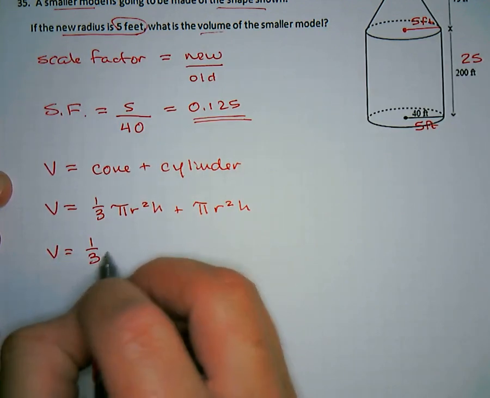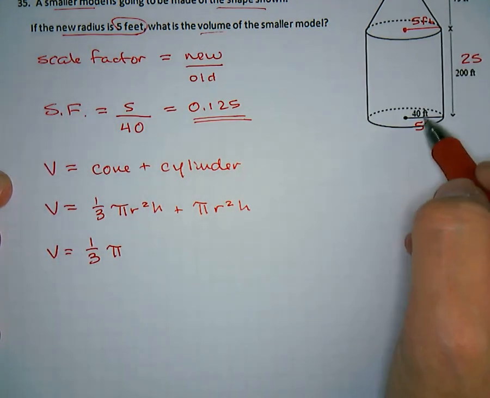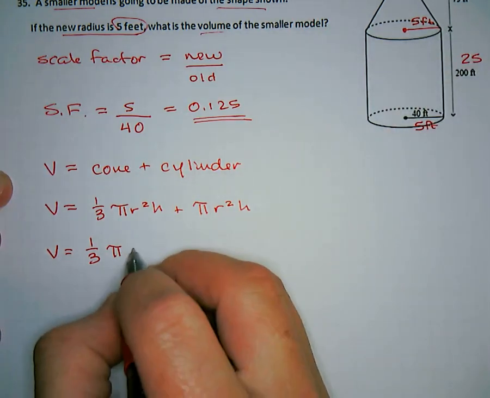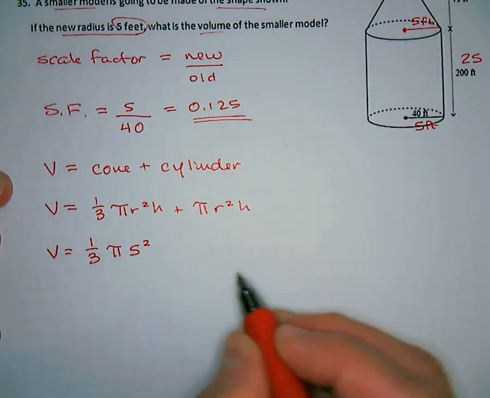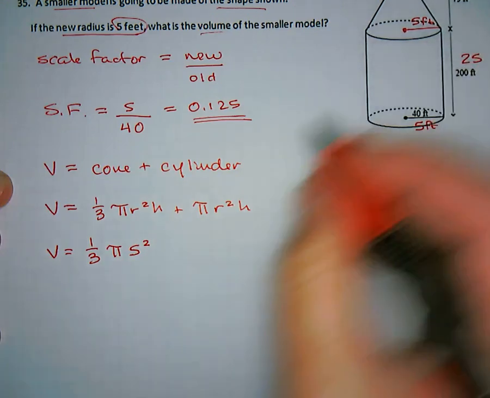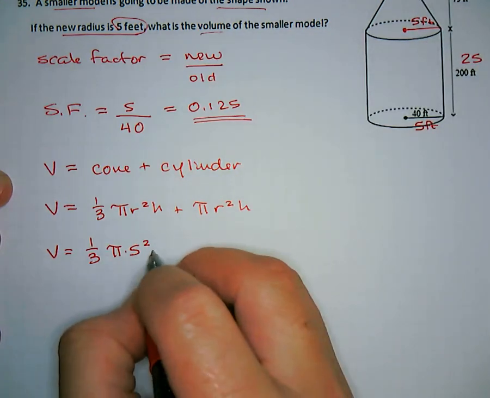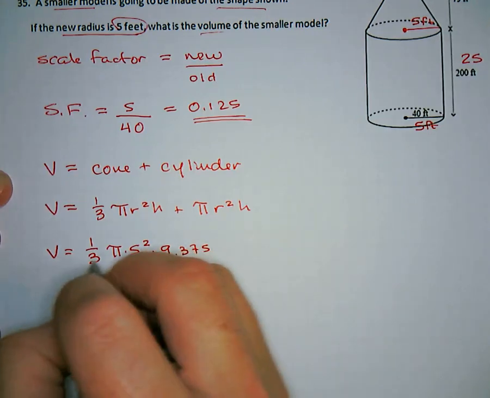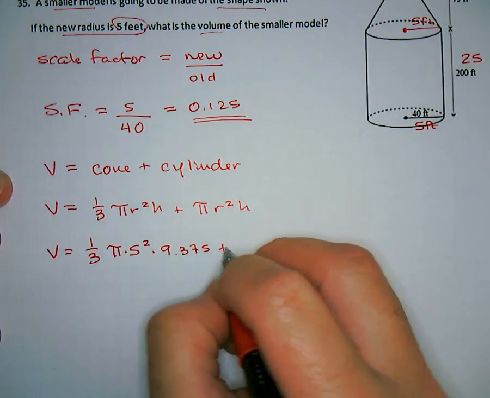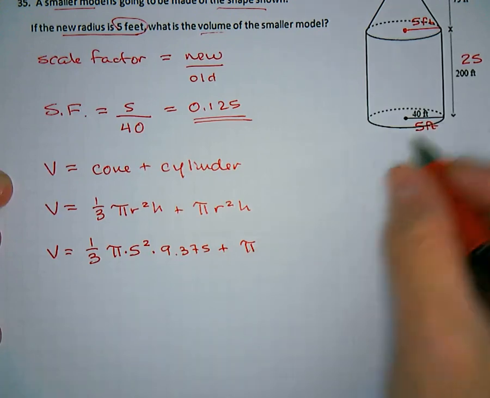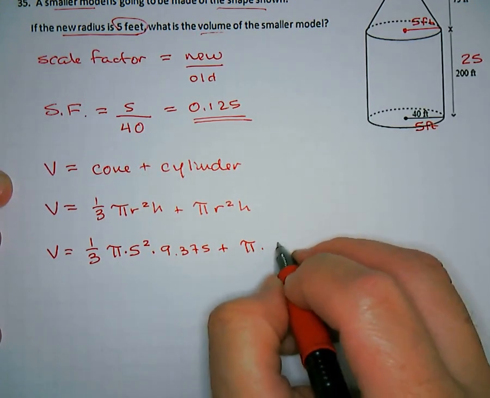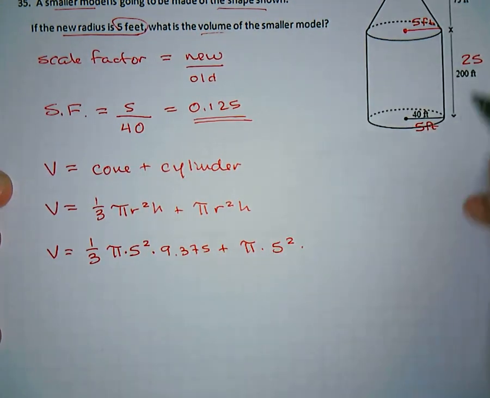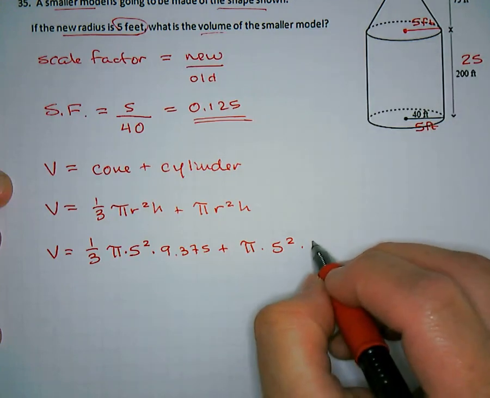So we got a 1/3 pi. Our radius is 5 for the cone. So it's a radius of 5 for the other one as well. Our height of the cone is 9.375. So times 9.375. Okay. And we're going to add to that pi, the radius once again, 5 squared, and the height of just the cylinder is 25.